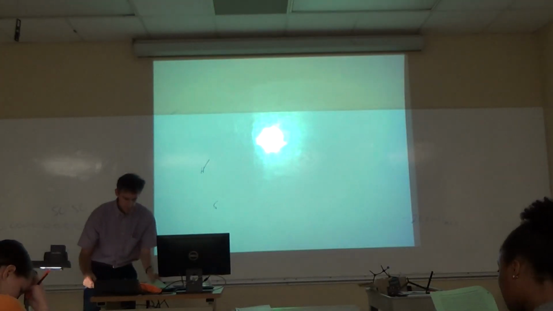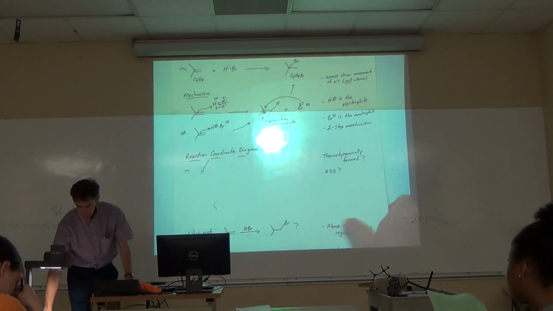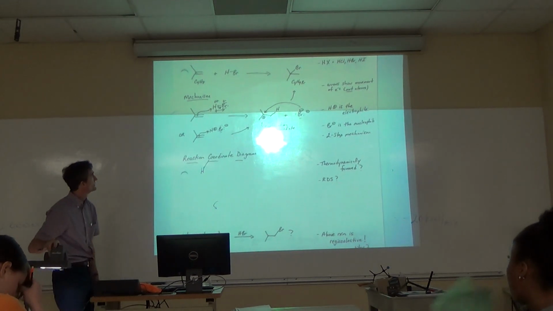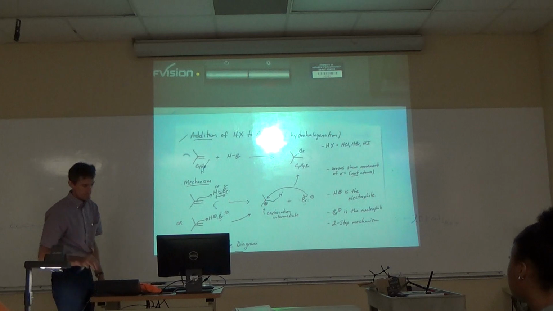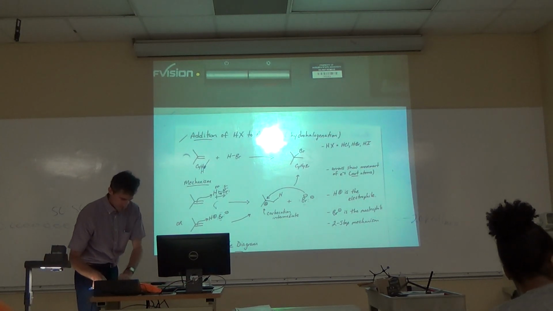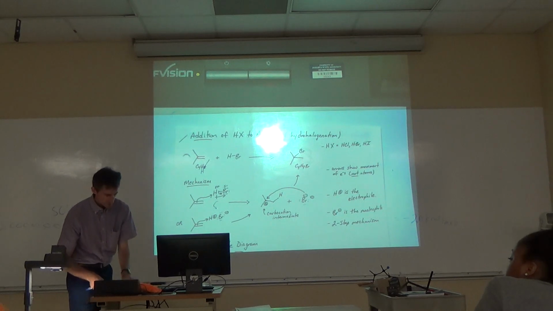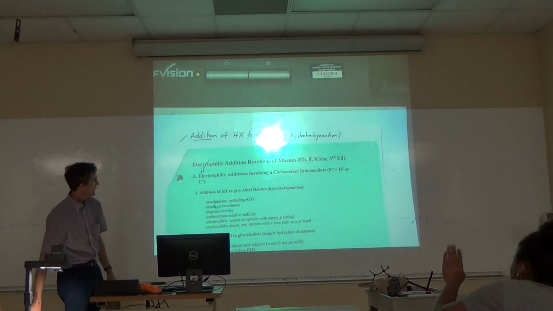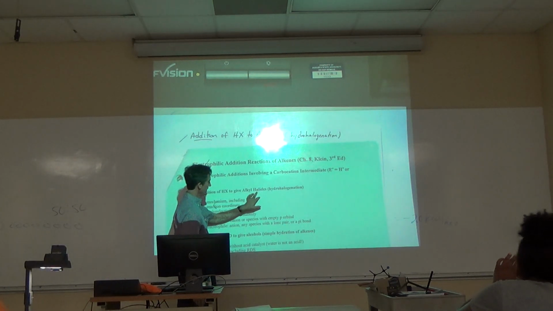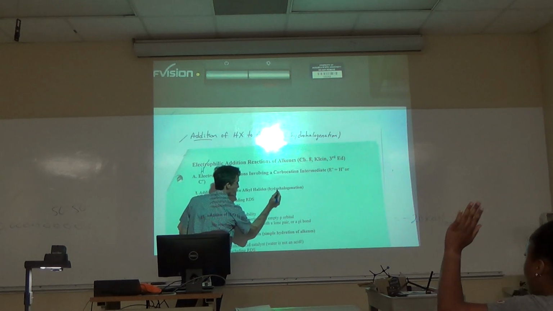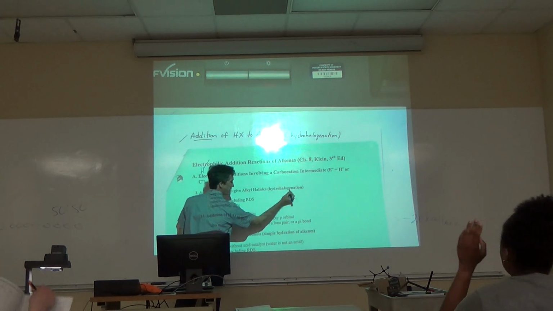Alright, let's get ready to... Alright, we got our outline, which is green, and it's right there, Roman numeral 1, addition of HX to give alkyl halides. What is this reaction known as? Also known as? Yes, hydrohalogenation. We're adding a hydrogen and a halogen.